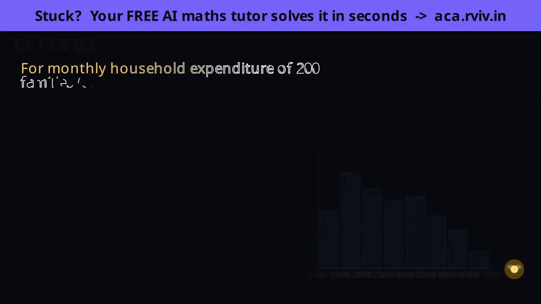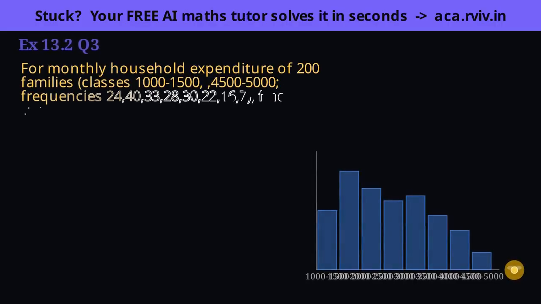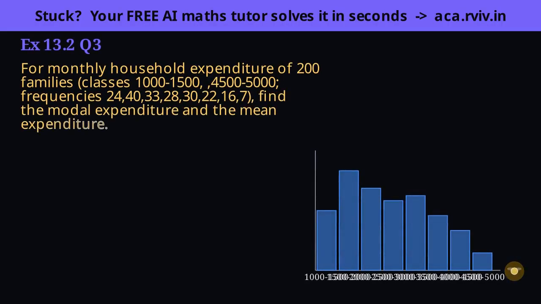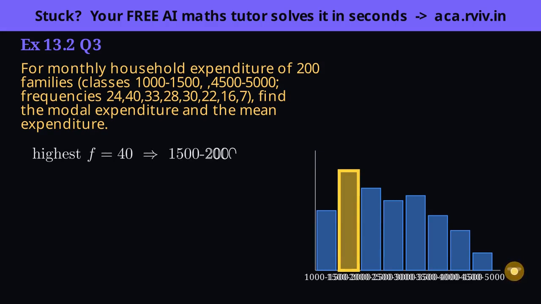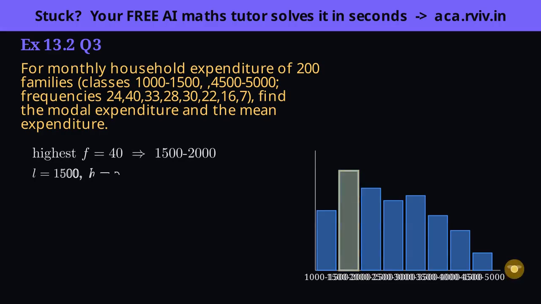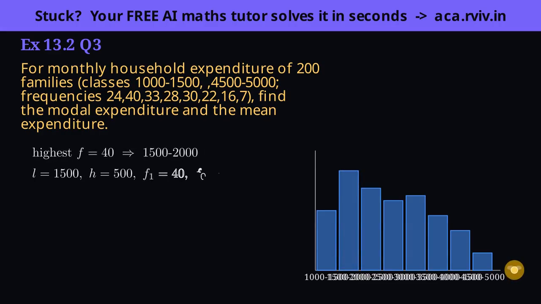Both mode and mean on family budgets, and the gap between them tells a story. Mode and mean again on the same data. Modal class first, the highest frequency is 40, so 1500 to 2000 is the modal class, the most common spending band. Read off L, H, and the neighbors. The left neighbor 24 is well below the peak while the right neighbor 33 is closer, so the mode should lean left, but not enormously.